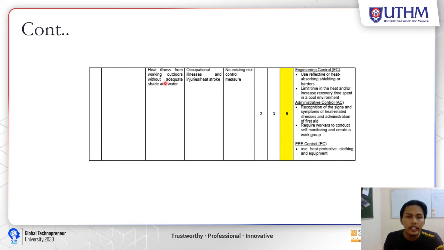And the last one is heat illness from working outdoors, which is categorized as medium risk. Okay, so overall from the hazards we have 4 high risk, 3 medium risk and 3 low risk.